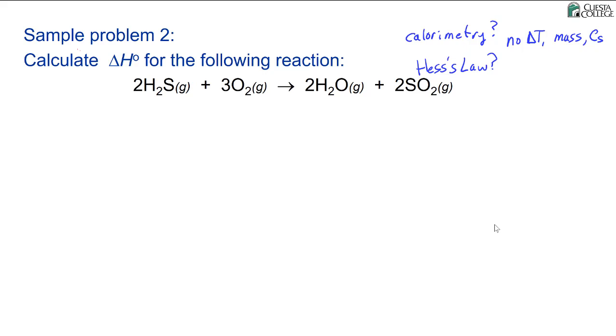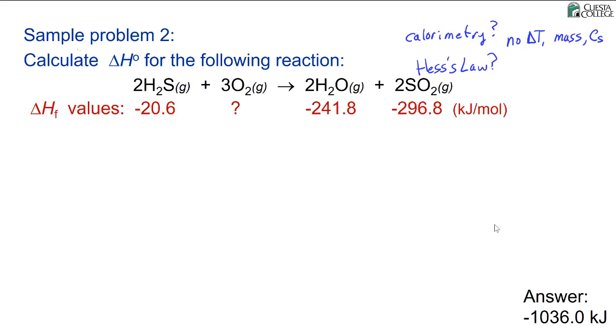You could look those values up in a table, but here they are for you. I've left out the delta HF value for oxygen gas, but I do have the answer down at the bottom of the screen. So if you'd like to try that out, see if you can get the answer, pause the video and work it out. Otherwise, I'll show you the solution.